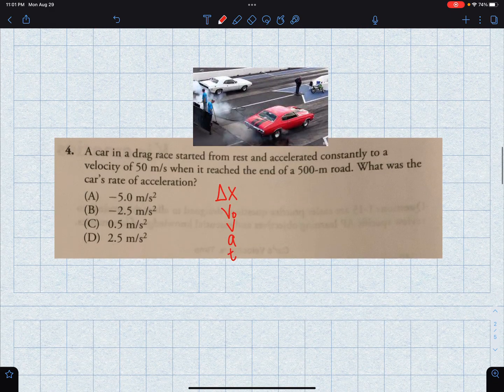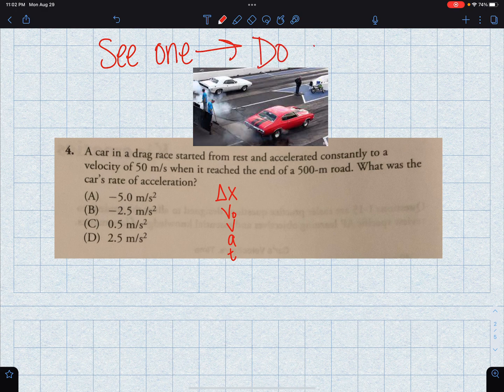And here is problem 2. So the famous saying, you're going to see one, and now you're going to do one. This is the problem that you are going to do. I will get you going, and then let's see how you do. You will text me the answer when you're done with this.